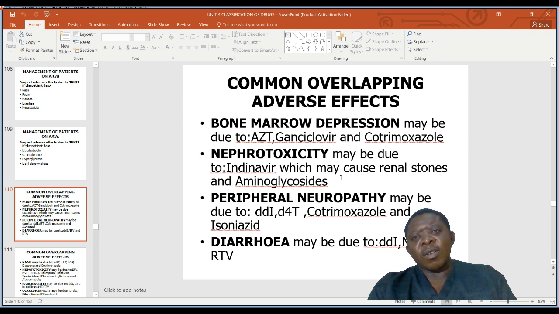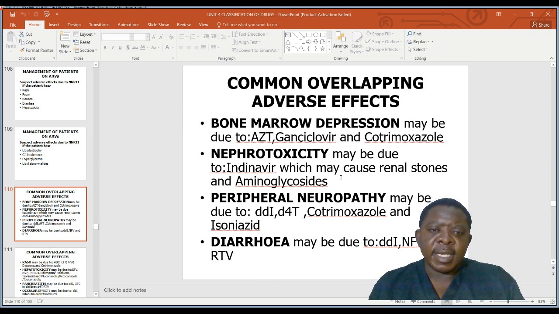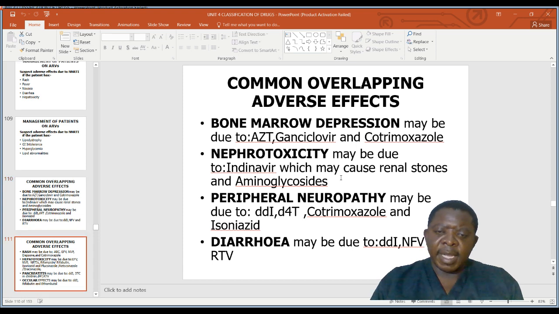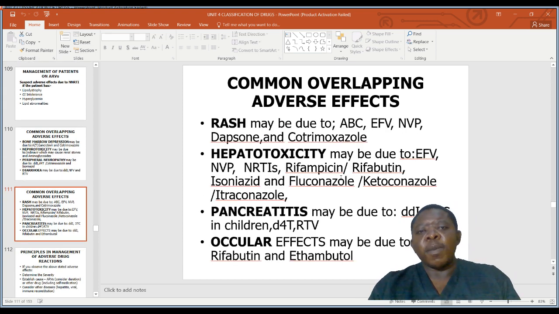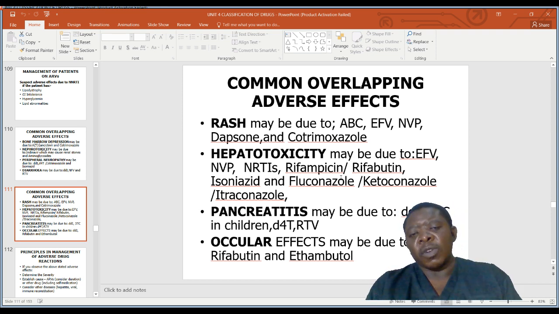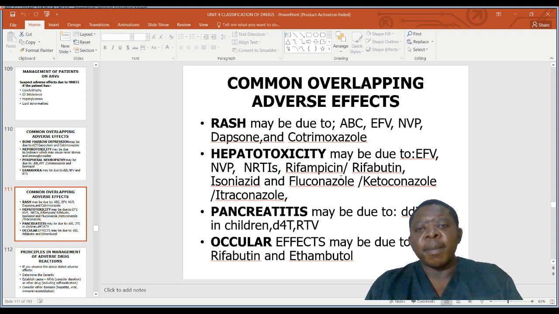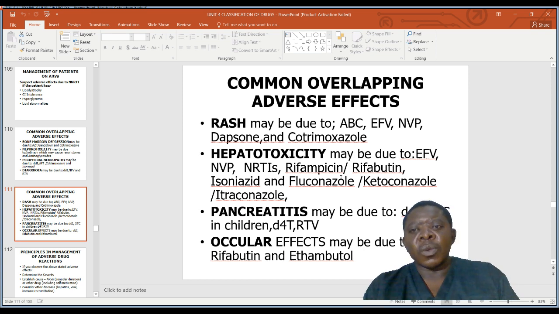Then other common overlapping adverse effects include diarrhea, which may be due to didanosine, nelfinavir, and lopinavir. So diarrhea can be seen. Other overlapping side effects is rash that may be due to abacavir, efavirenz, nevirapine, dapsone, or cotrimoxazole. Some of those drugs, if the patient is on them, they may experience a rash. So cotrimoxazole is not an antiviral but an antibiotic. Dapsone is an anti-tuberculoid drug against leprosy. Okay, so those are some of the things.